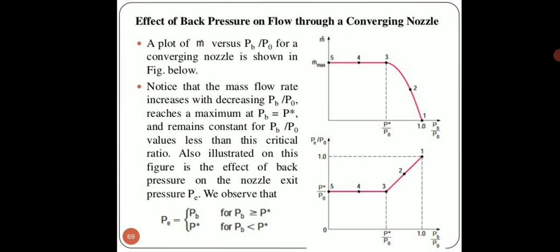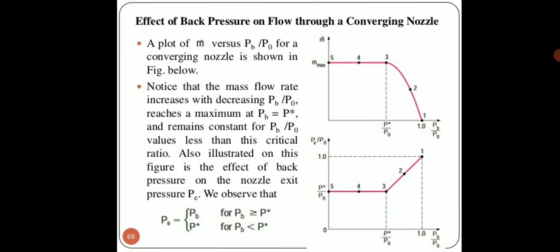Then the effect of back pressure on flow through a convergent nozzle, where the graph shows the relation between the pressure and the mass flow rate of the fluid. Here PB is the back pressure and PO is the inlet pressure for the convergent nozzle. Note the mass flow rate increases with the decrease of PB/PO, reaches the maximum at PB equal to P star, and remains constant for PB/PO values less than the critical ratio.